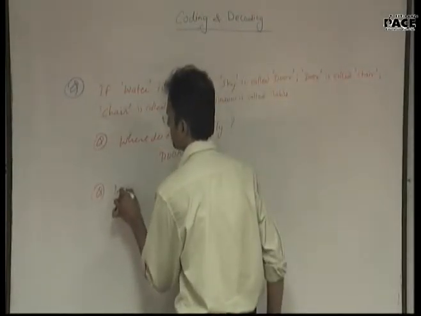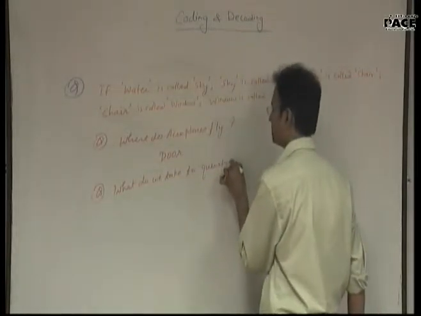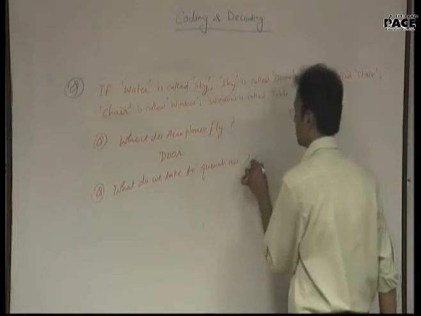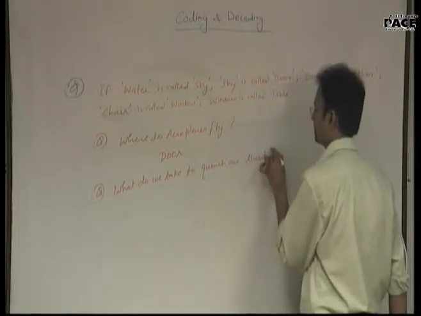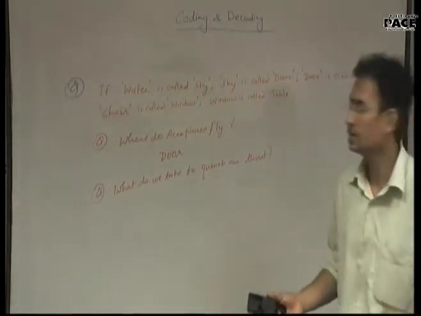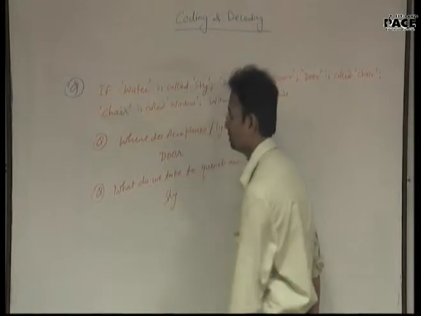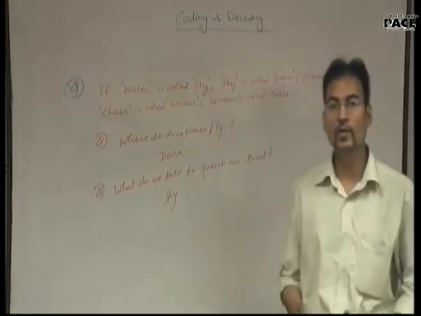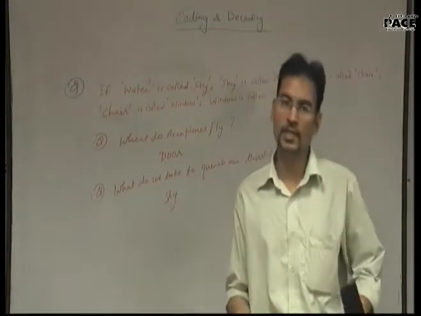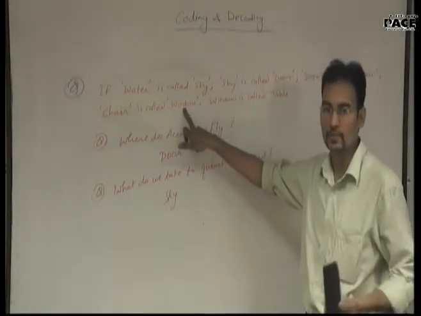What do we take to quench our thirst? We take water. Water is called sky. So answer will be sky. Where do we sit on? We sit on chair. But chair is called here window. So answer will be window.